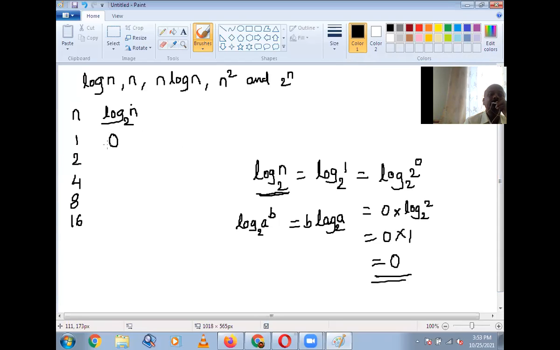How the value of log n is 0 if n is equal to 1.